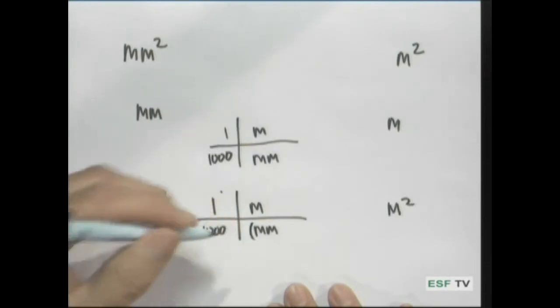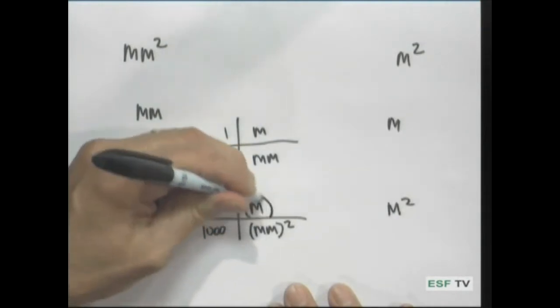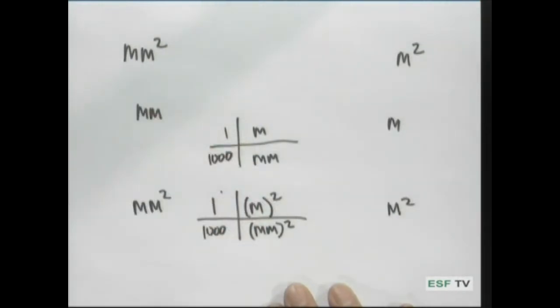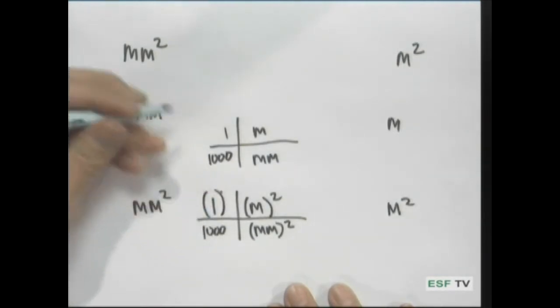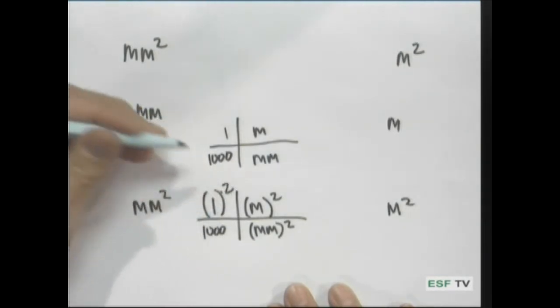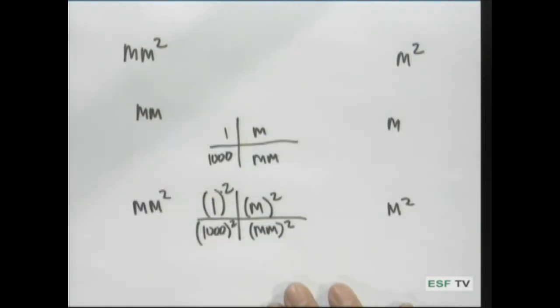To make those units consistent, to make them cancel out, we have to square this. Same thing over here. We have to square the dimensions of meters, or the units of meters. And because you have to be algebraically consistent, you have to square all of these as well. If there's 1,000 millimeters per meter, there's 1,000 squared millimeters squared in 1 meter squared.